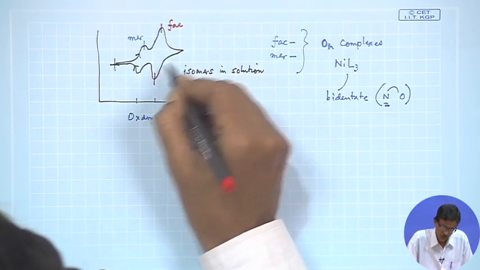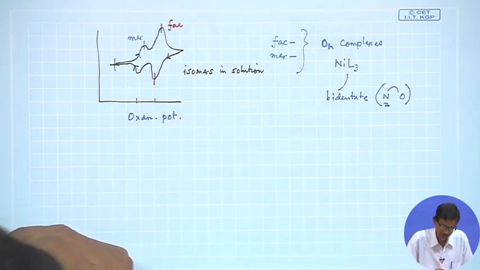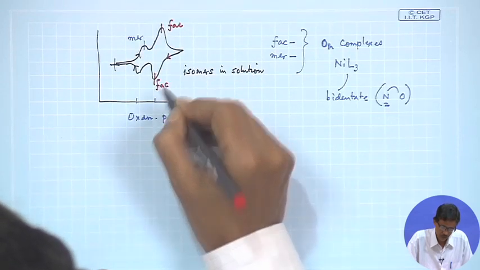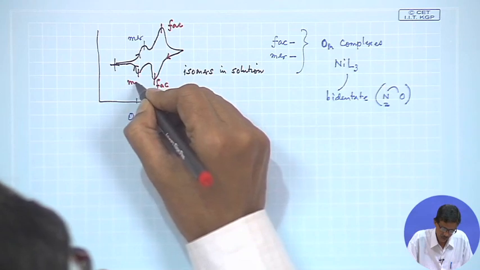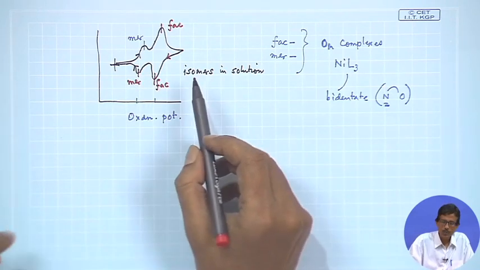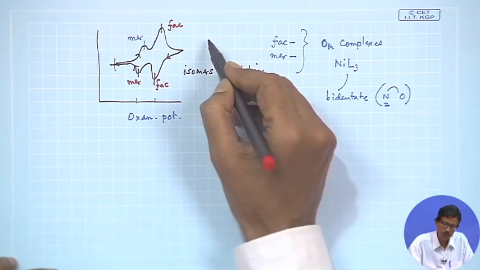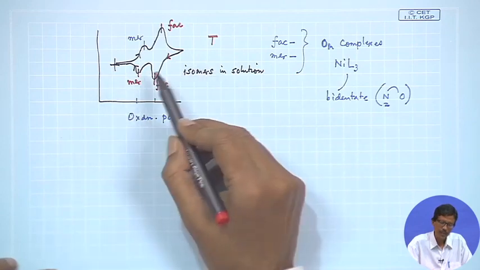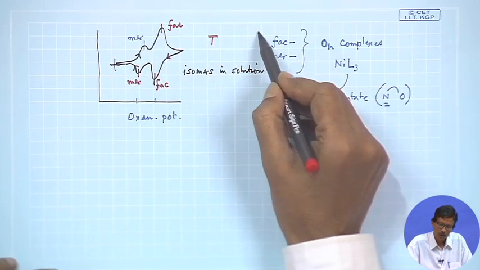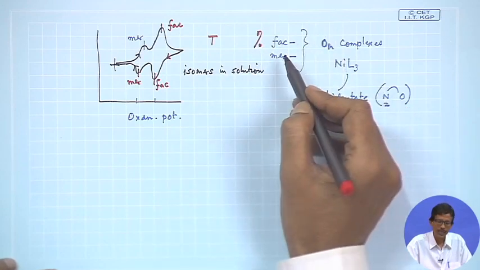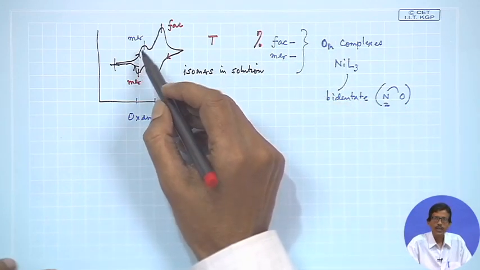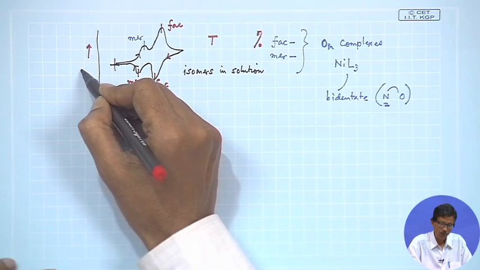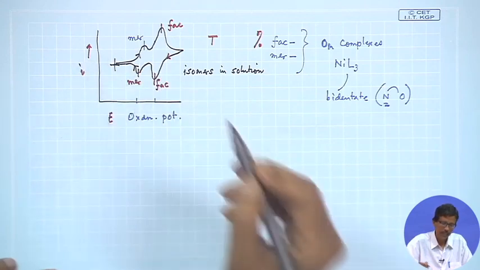Then if we go for your reverse scan, the facial isomer that has been oxidized over here will now be reduced over here, and next is your meridional isomer. If we can do these things, and also look at the corresponding temperature effect for these voltammetric processes, and how we can vary it, the proportion of these two isomers will also change. That can be shown in their relative responses in the cyclic voltammogram, where we measure the corresponding current against the corresponding potential E.